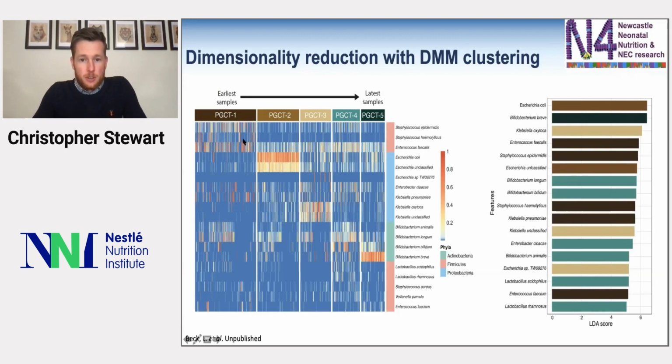And really, just to give you a very high-level view of this, you see that Staphylococcus generally dominates cluster 1. Preterm gut community type 1 is what the PGCT stands for. Escherichia, both E. coli and unclassified, dominate preterm gut community type 2. Klebsiella in number 3. Bifidobacterium animalis and longum, particularly in cluster 4. And again, here you can see Bifidobacterium breve dominate in cluster 5. And again, that's reflected here in that heat map.